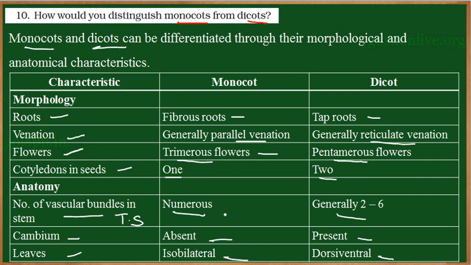If you consider the anatomy, the transverse section shows numerous scattered vascular bundles. In case of dicot, 2 to 6 vascular bundles arranged in a ring. Cambium is absent in monocot. Cambium is present in dicot. Leaves are isobilateral in monocot, and in dicot it is dorsiventral. So these are the total differences present in monocot and dicot plants.